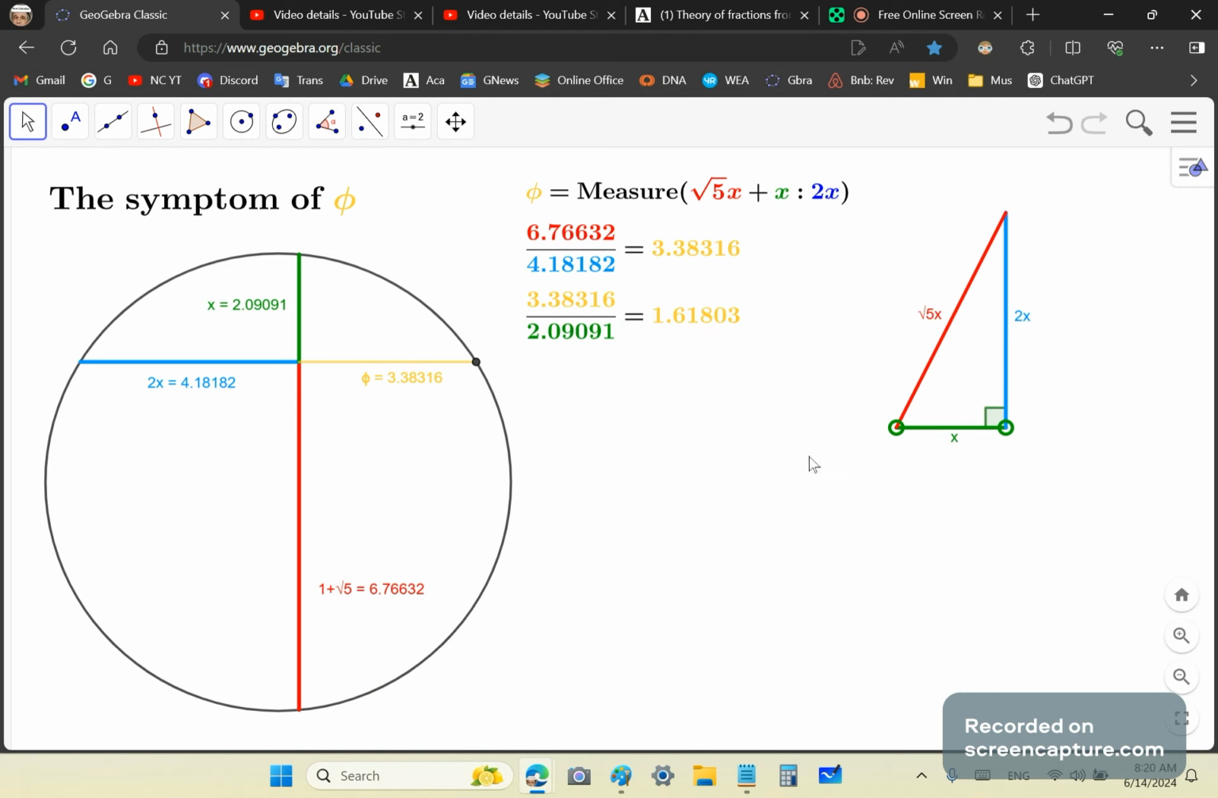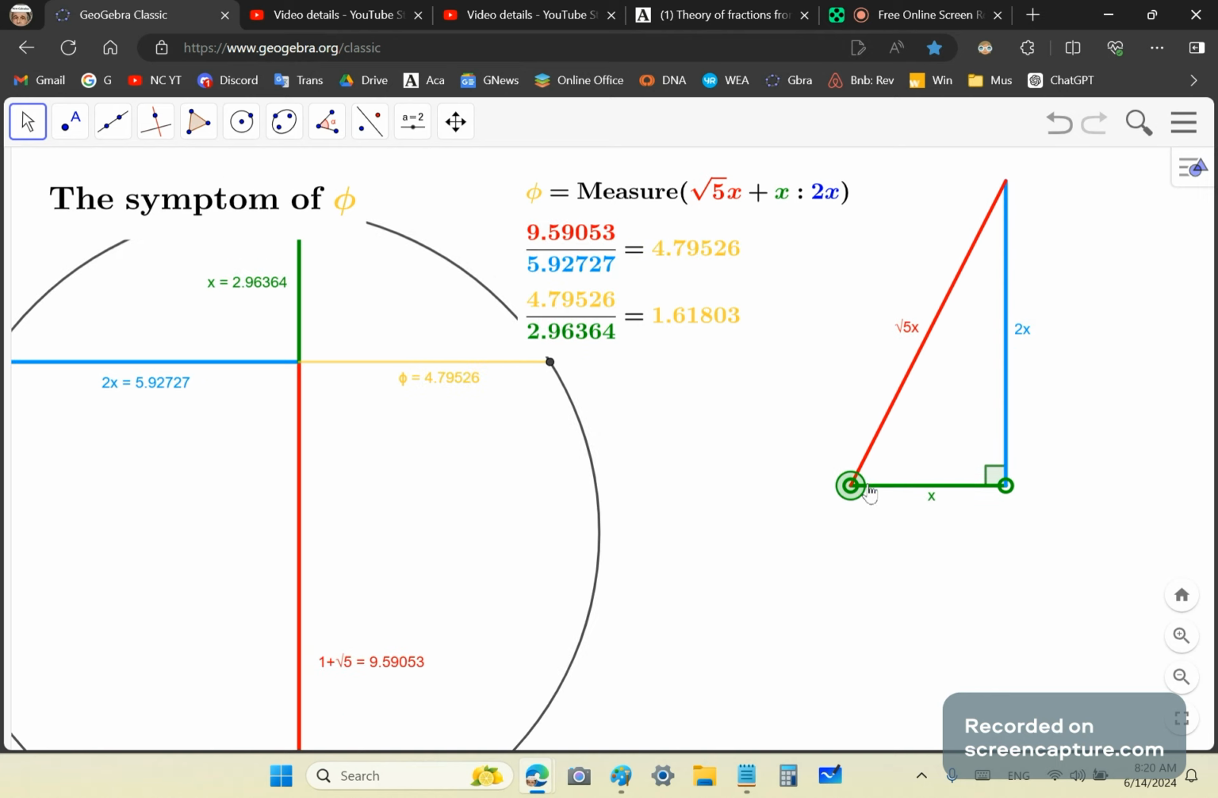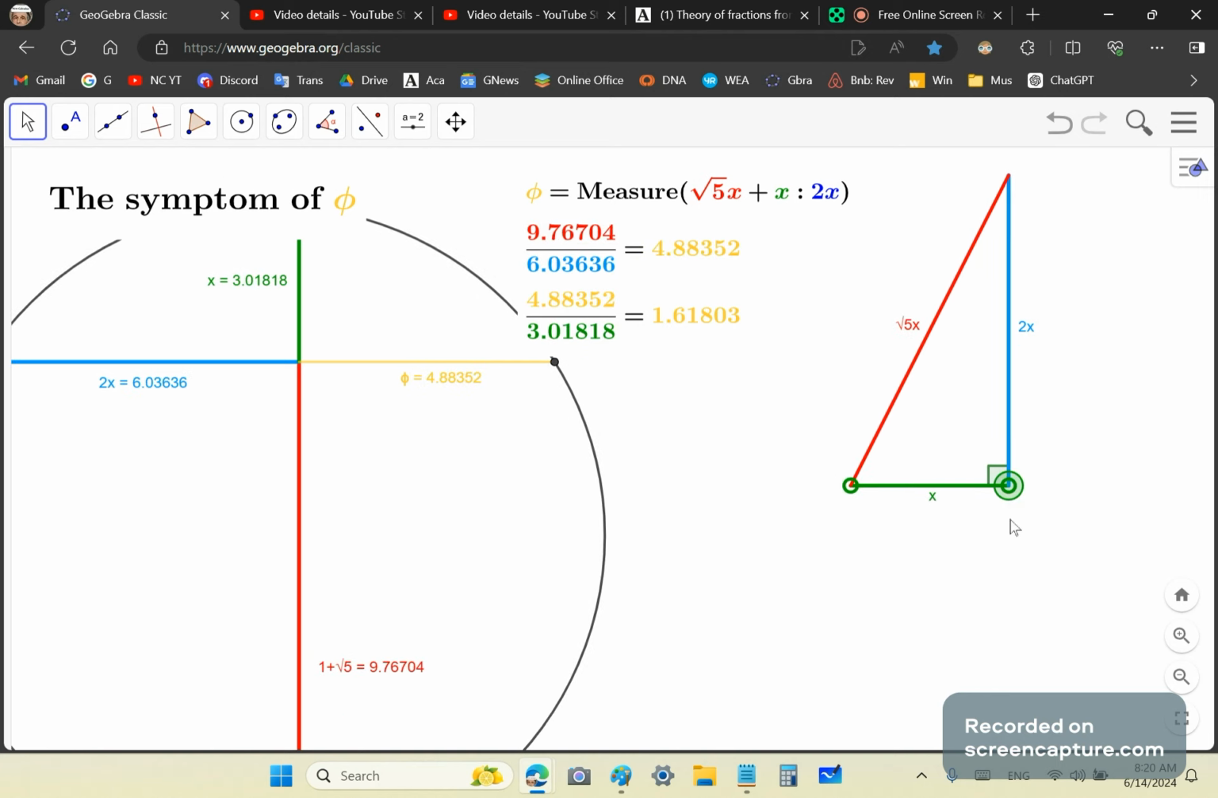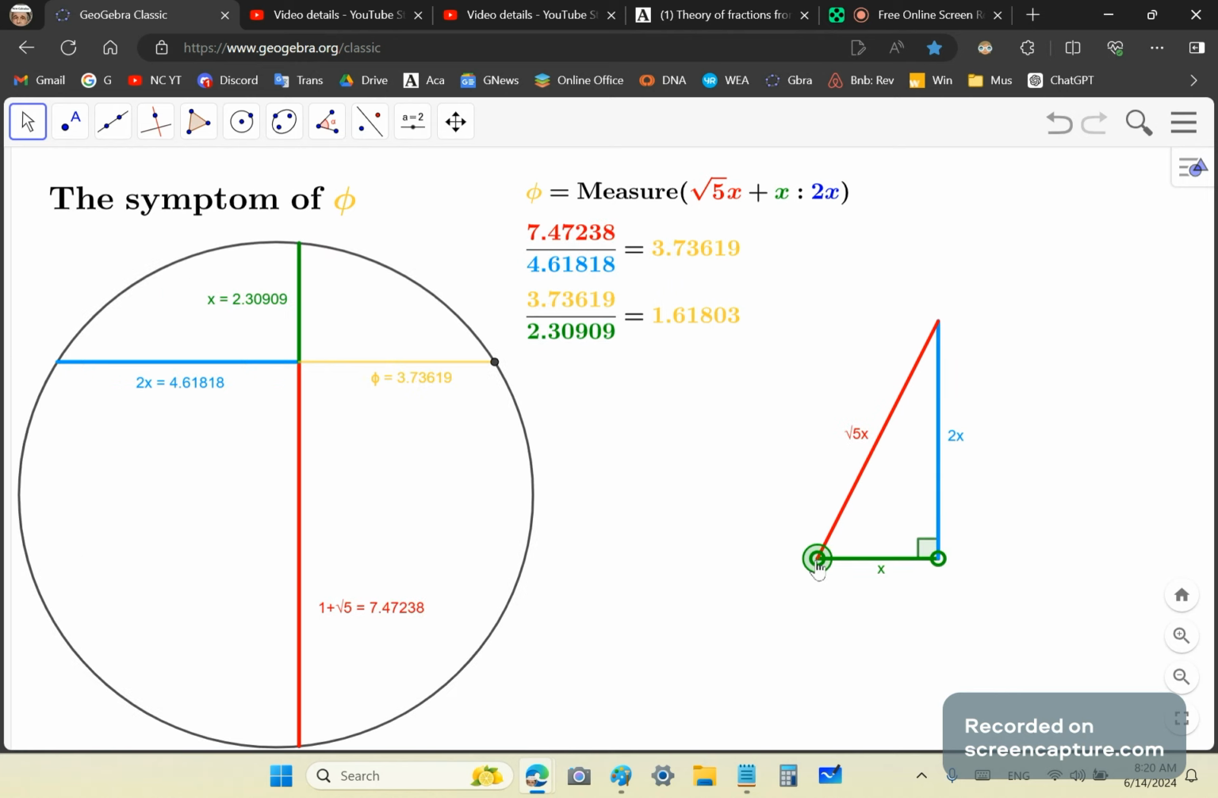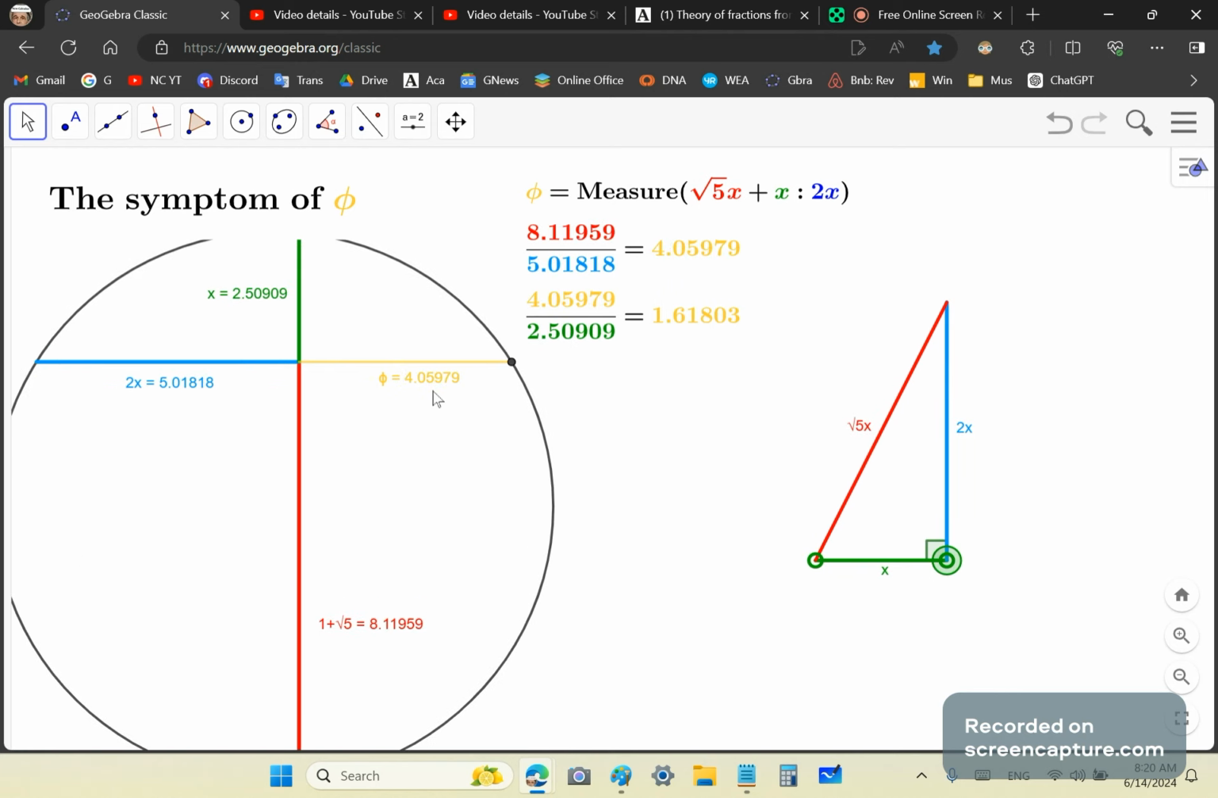1.61803. Now, there is no such number as phi, by the way. This 1.618 is a failed measure or an approximation of the constant phi. What I'm saying is this: if we choose any particular triangle, it doesn't matter which one, the ratio of this red line to this blue line will always give us phi.